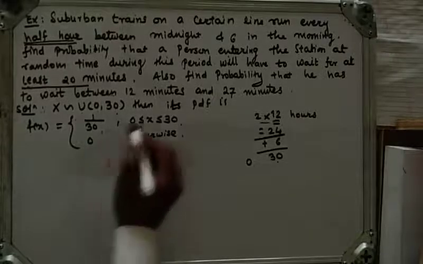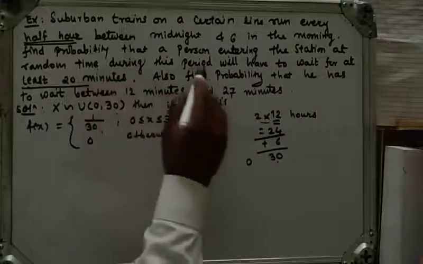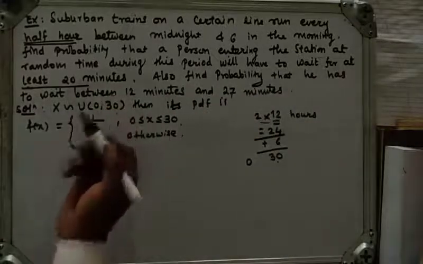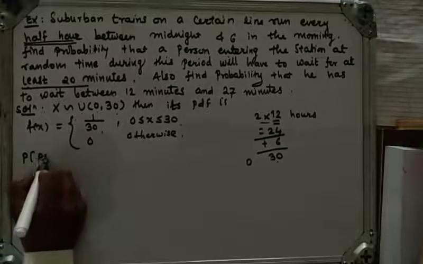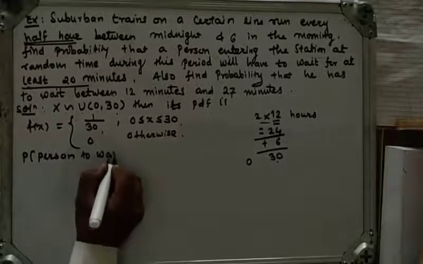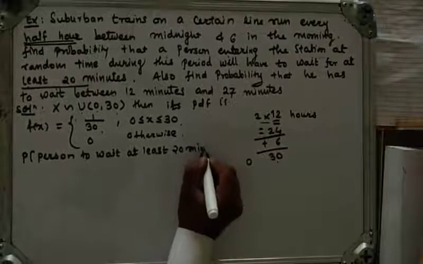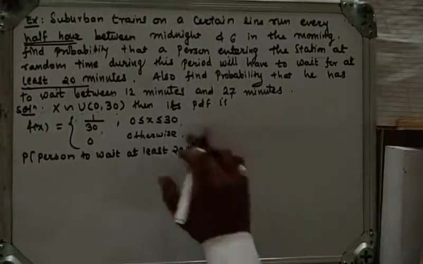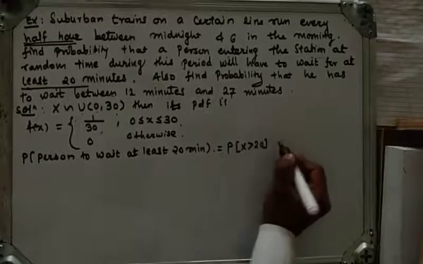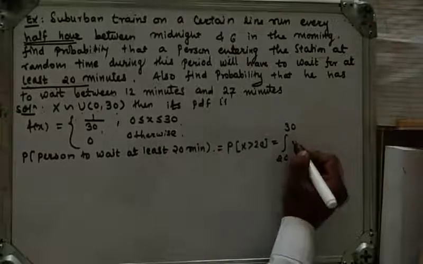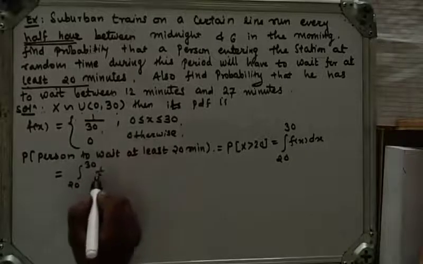Now what do we have to find here? Find the probability that a person entering the station at a random time during this period will have to wait for at least 20 minutes. At least 20 minutes means the lower limit is 20 and the upper limit is 30. So probability of x greater than 20 is the integral from 20 to 30 of f of x dx, where f of x is 1 upon 30, into dx.